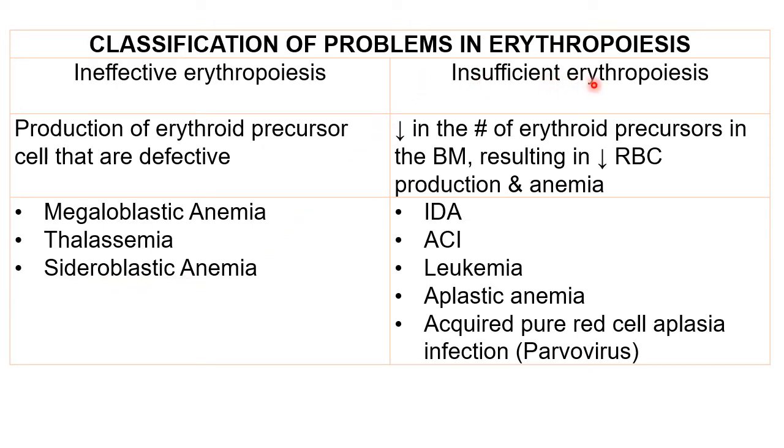Insufficient erythropoiesis naman, mababa ang levels ng mga RBCs. Maybe due to number 1, may problem ka sa bone marrow mo mismo or sa erythropoietin. Okay? Ano yung mga pwede mong i-identify as insufficient erythropoiesis? Number 1 ay IDA, iron deficiency anemia, anemia of chronic inflammation or ACI, yung ating mga problems with bone marrow, leukemia, aplastic anemia, and maybe due to viral infection due to parvovirus B19.